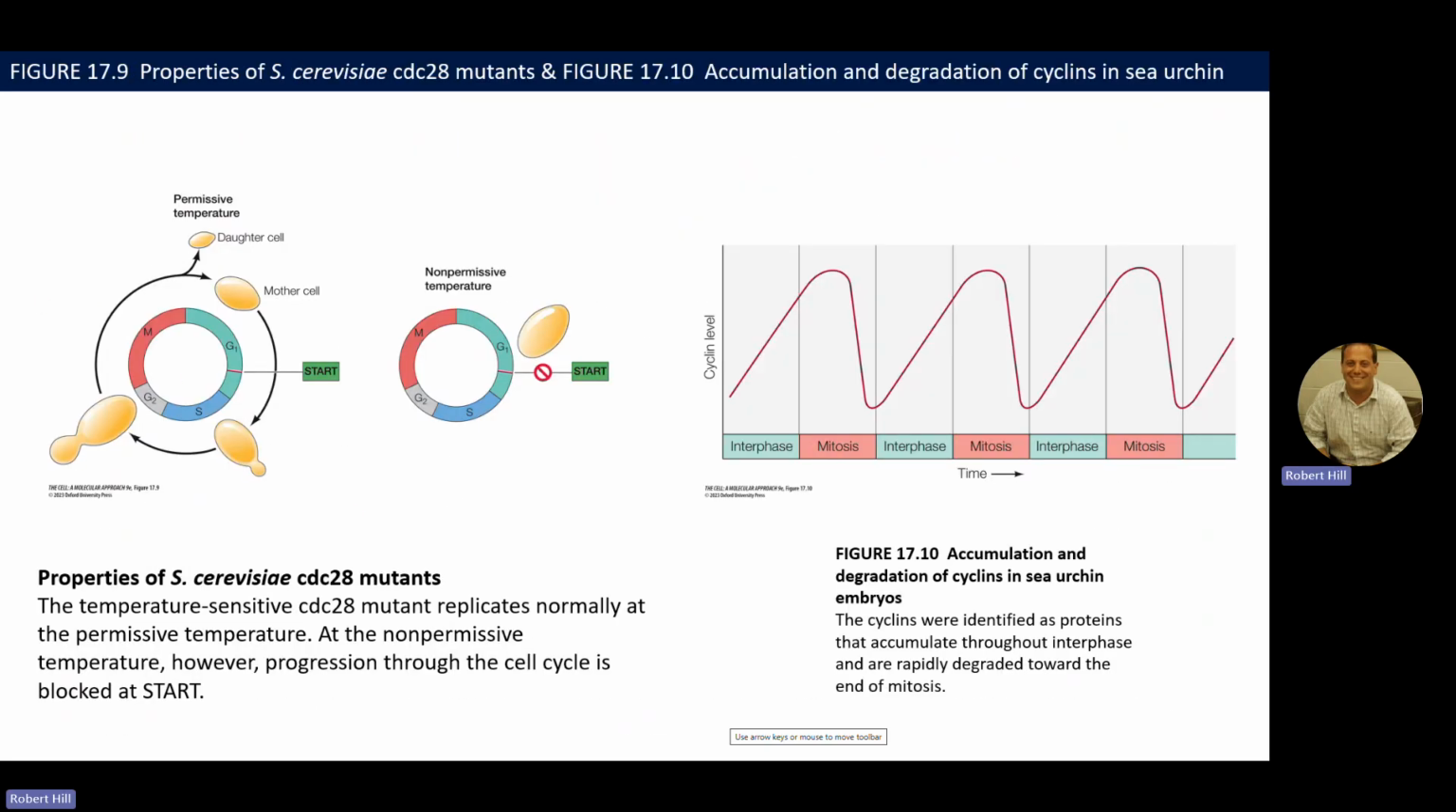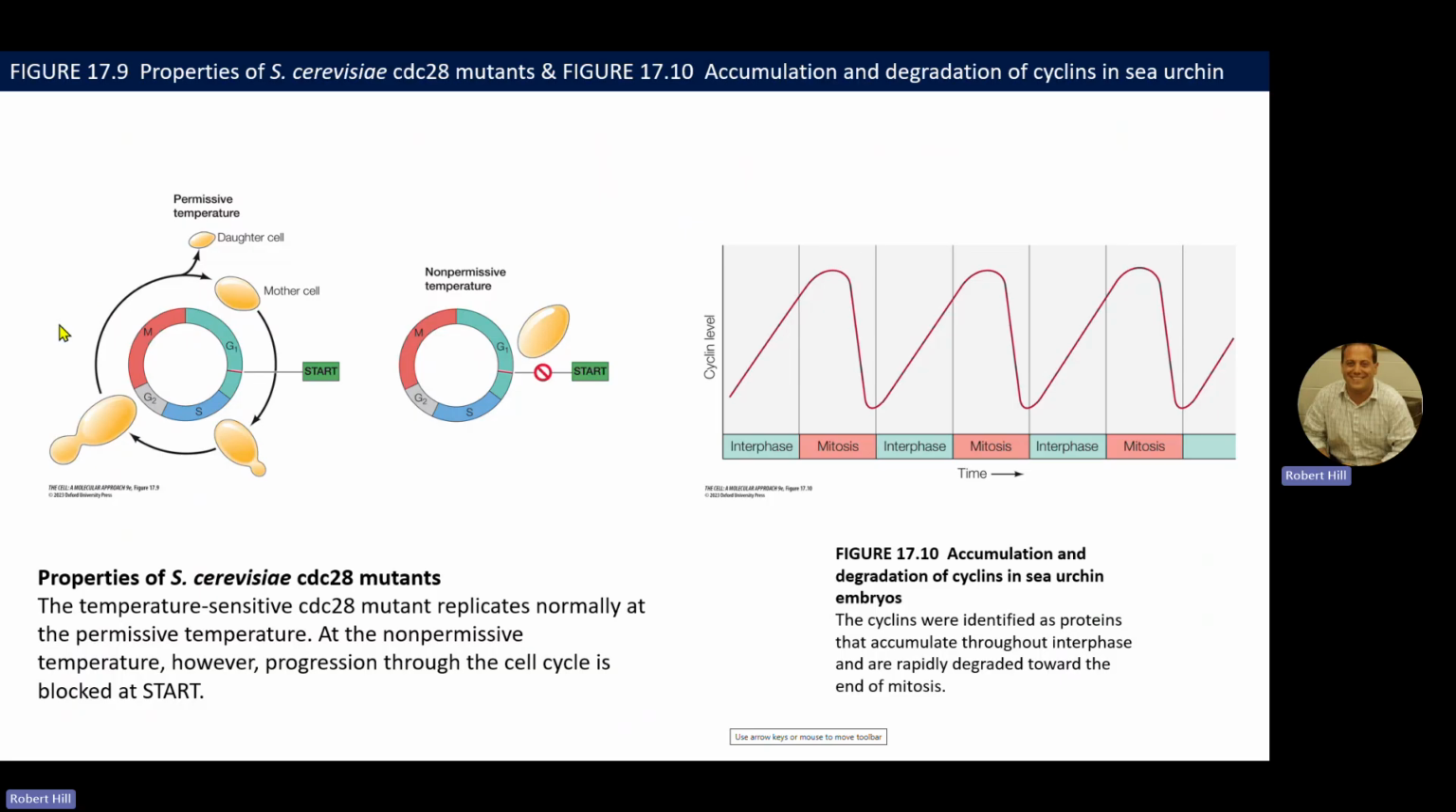Here we've got the phenotype of temperature-sensitive CDC28 yeast mutants. At non-permissive temperatures, you get arrest at start, but at permissive temperatures, the cells go through. The reason is that at the permissive temperature, CDK1 function is restored.